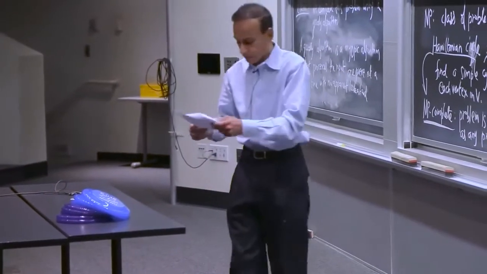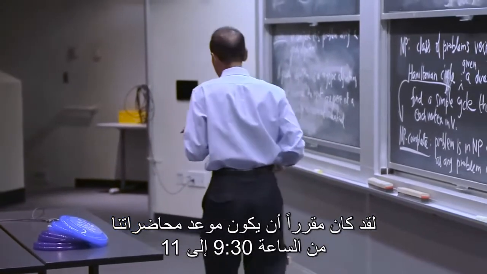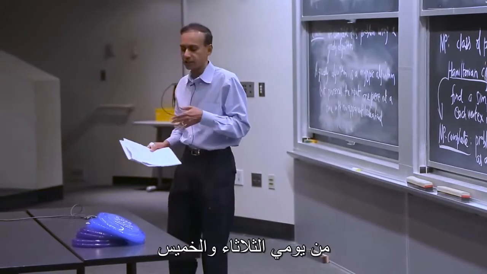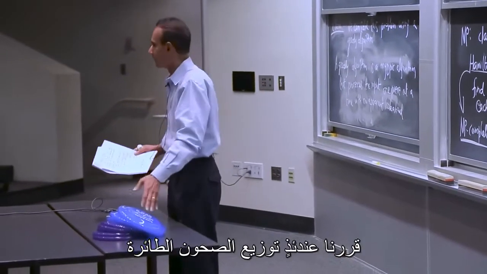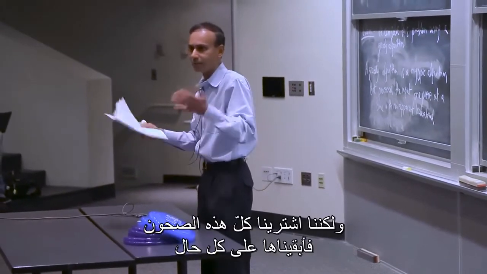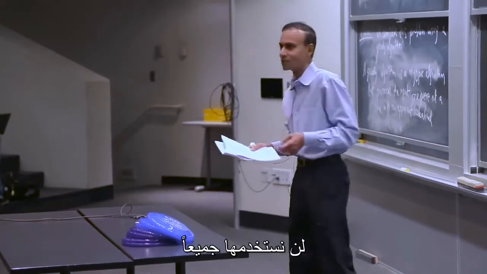All right, good. So the fact of the matter was that this class was scheduled for 9:30 to 11 on Tuesdays and Thursdays. That's when we decided to do Frisbees. And then it got shifted over to 11 to 12:30, but then we bought all these Frisbees, so we said whatever. Right? It's not like we could use all of them.